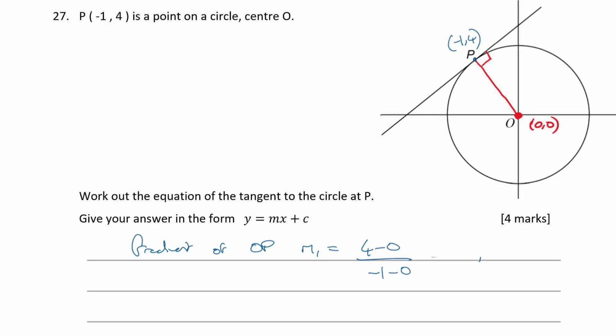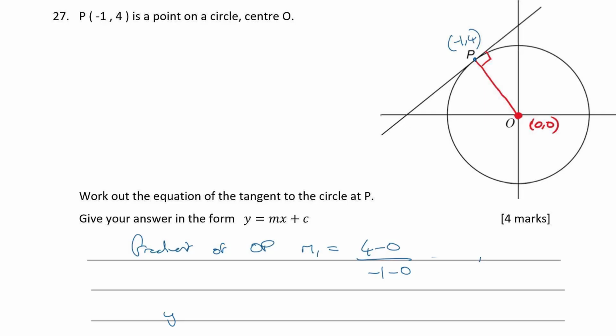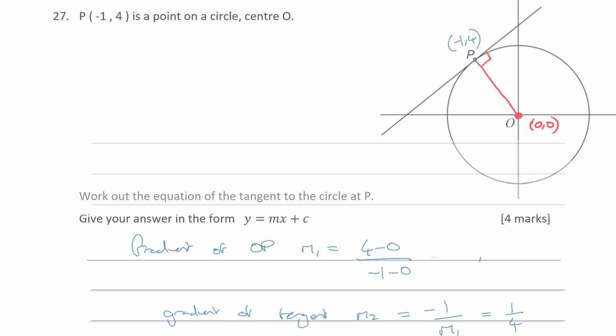Now, my gradient of my tangent is perpendicular. I'm going to call it M2, so that's going to be minus 1 over M1, isn't it, for perpendicular lines? In other words, it's going to be negative 1 over negative 4, which is 1/4.